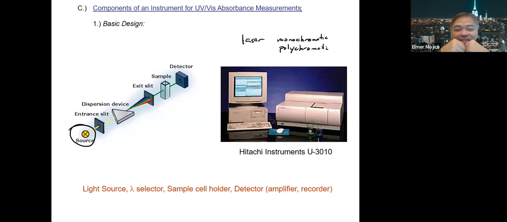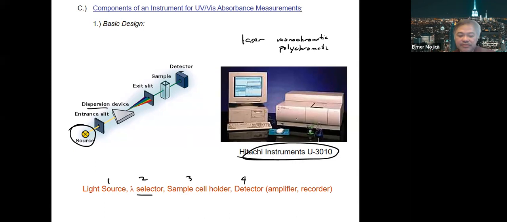Okay, and then you have what we call the dispersion device. So the dispersion device that you have, we could say, is your monochromator. And then it will have the exit slit, and then that transmits to the sample. And once you have the sample, you have what we call a detector. Okay, so that's the common thing that you have. This is a Hitachi UV-Vis instrument.